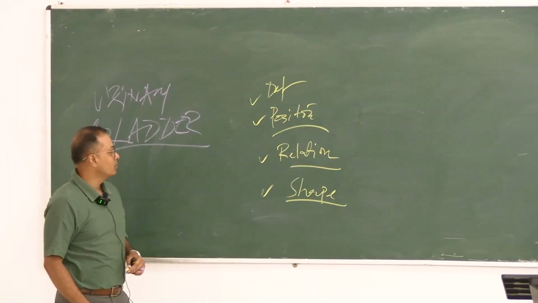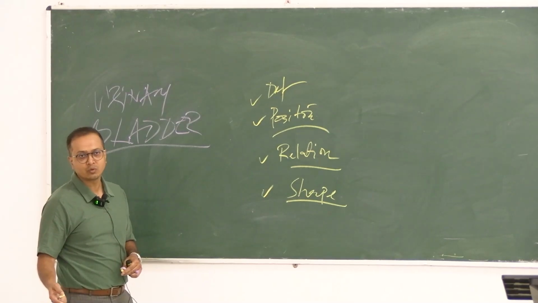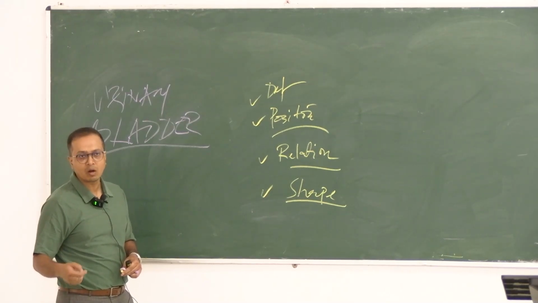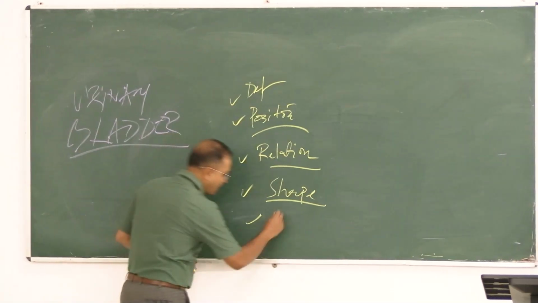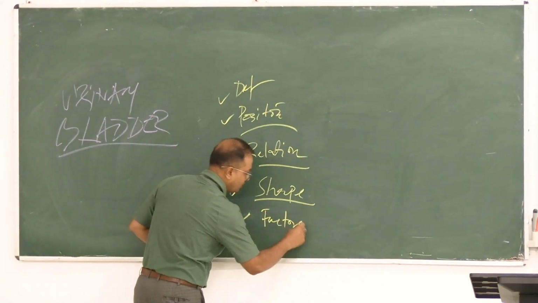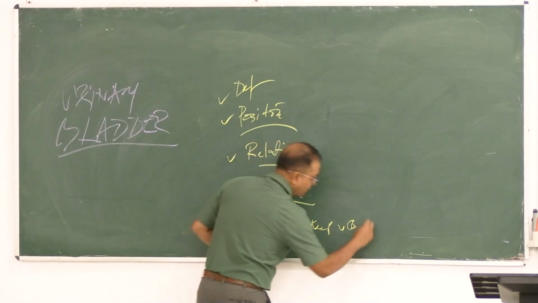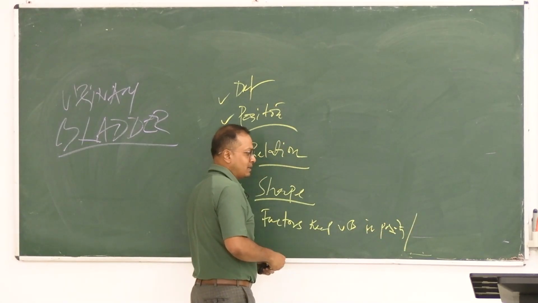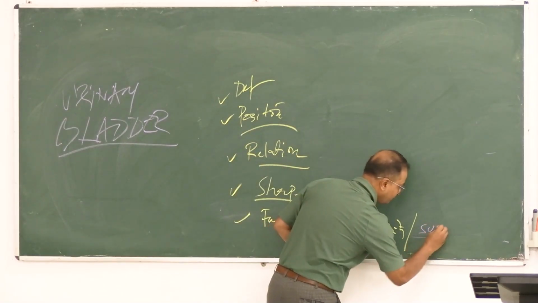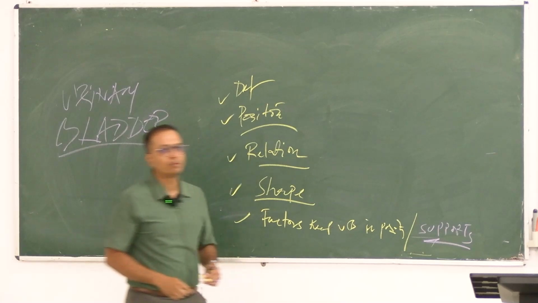And then we are going to talk about what keeps this urinary bladder in position, so that it is not dropping out or coming out of the abdomen. We can call these the factors keeping the urinary bladder in position, or in short, the supports to keep the urinary bladder in position.